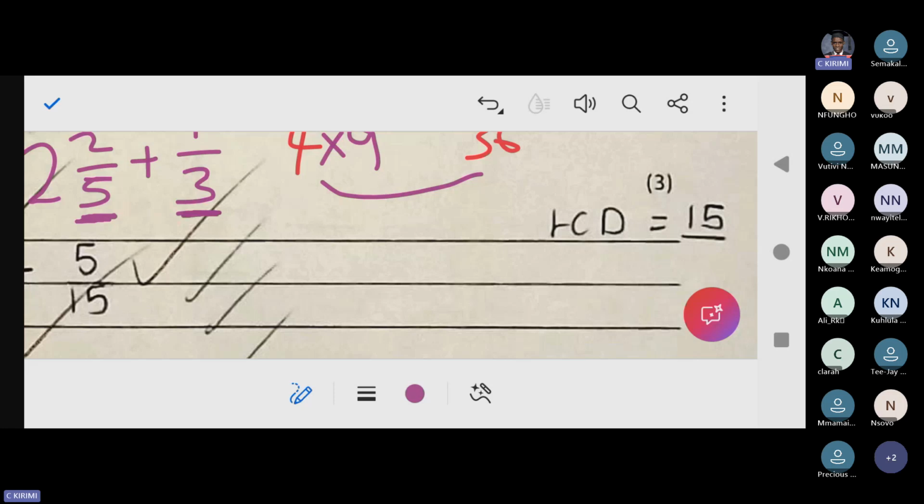So your multiples of 5, which means you are just multiplying, multiples of 5 are 5, 10, 15, 20.